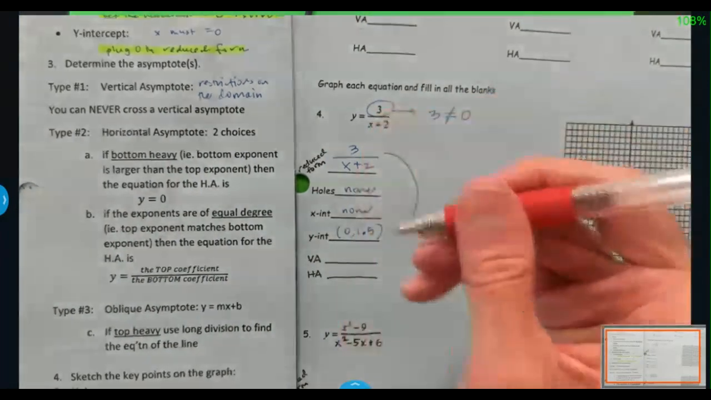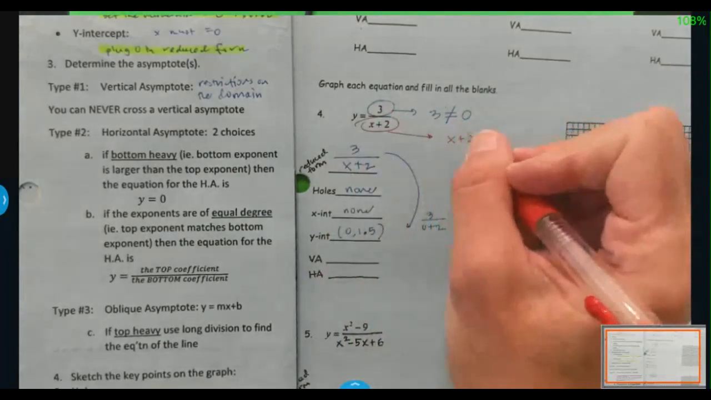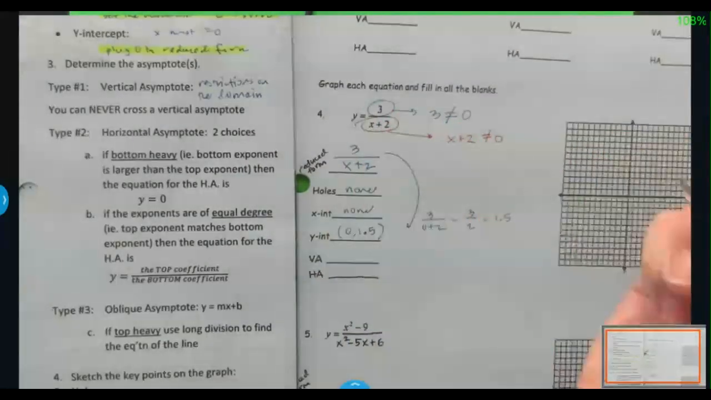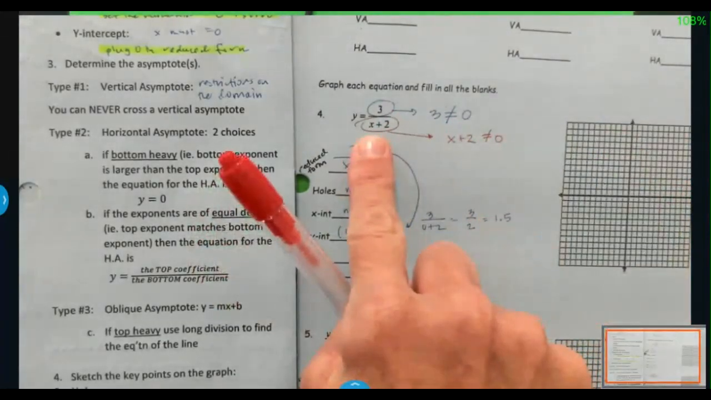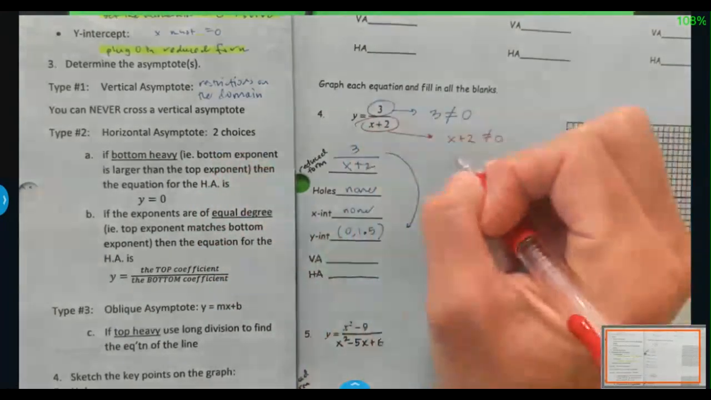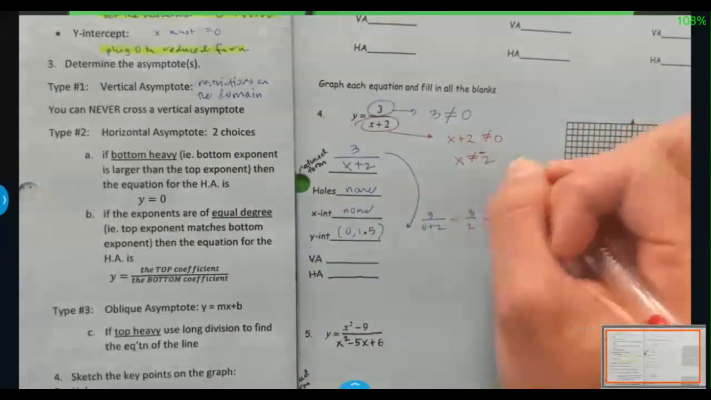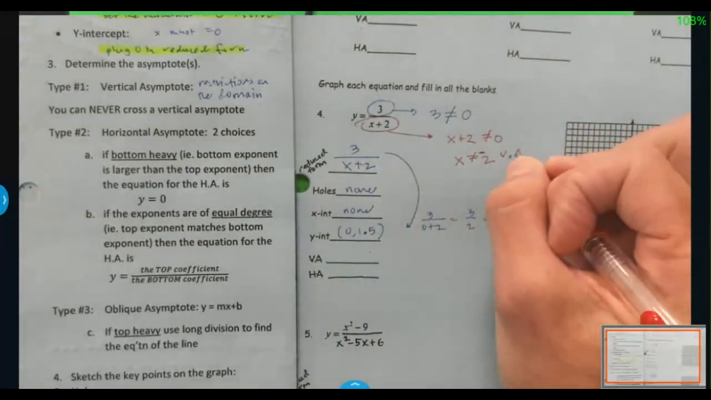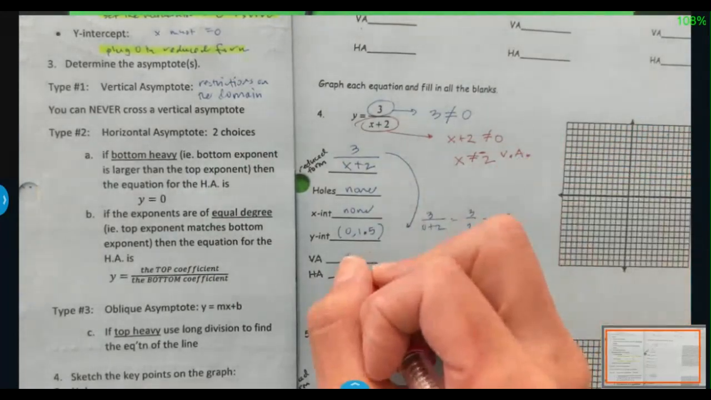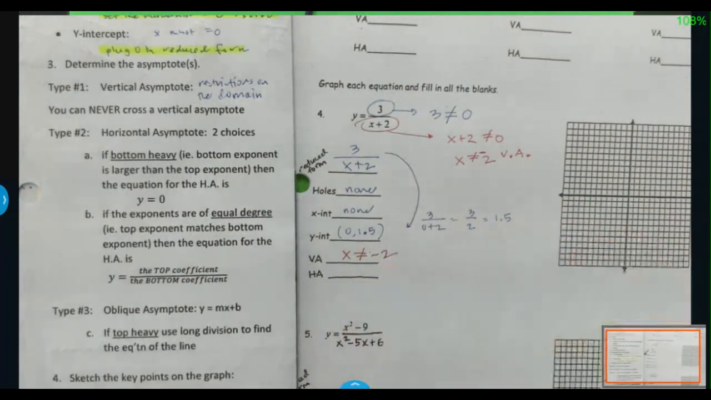We know that you cannot have what in the denominator? Well, it can't equal 0, right? You can't have 0 in the denominator. x plus 2 cannot equal 0. So therefore, x cannot equal -2. This is what we call a vertical asymptote. So on the VA line, put x cannot equal -2. That is not hard. We've already had a test on that.